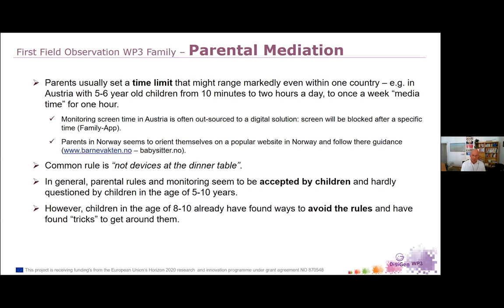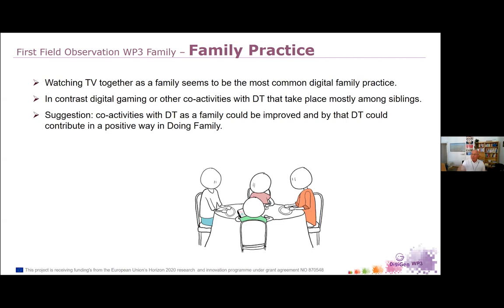However, even if children accept it, what is already obvious is that children between the ages of 8 and 10 have already found ways to avoid the rules and found tricks to get around the rules of parents. We would also like to look at family practices, what kind of practices exist within the family. With these younger children, we often see that watching TV together, or series and movies, is a very common family practice in most families.